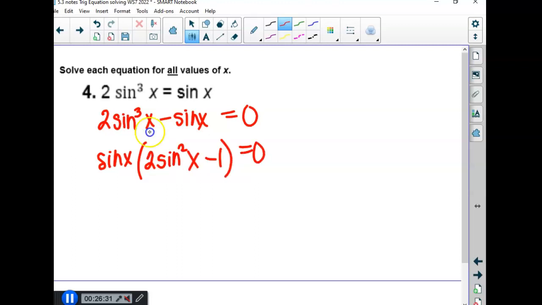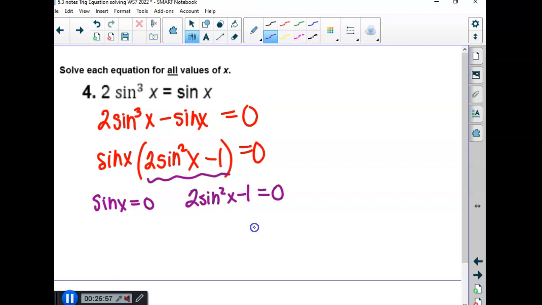Is everybody okay with that? A sine cubed, taking out or dividing out one of the sines would leave a sine squared. Okay, this doesn't factor further nicely. So we have the sine of x equals 0, or 2 sine squared of x minus 1 equals 0. These actually all have solutions.